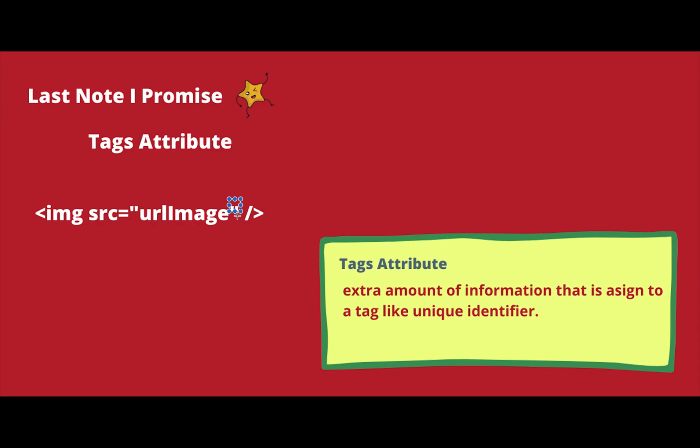Don't try to understand it at this point. Source, or the attribute name, then the equal sign, then between double quotes give it the value. All right, this is very simple when it comes to attributes. So hopefully you understand it.